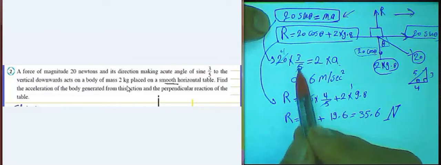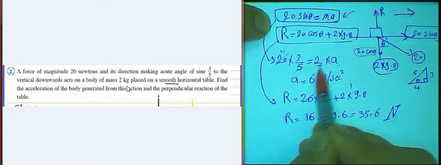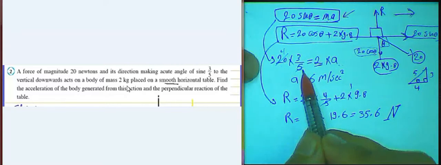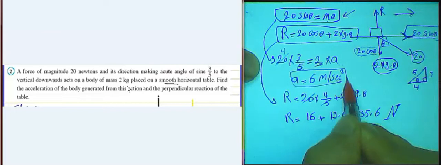20 multiplied by 3 over 5 equals the mass, 2 kg, multiplied by the acceleration. Then we can find the acceleration. 20 divided by 5 equals 4. 4 times 3 equals 12. Divided by 2 equals 6. Then the acceleration will be equal to 6.